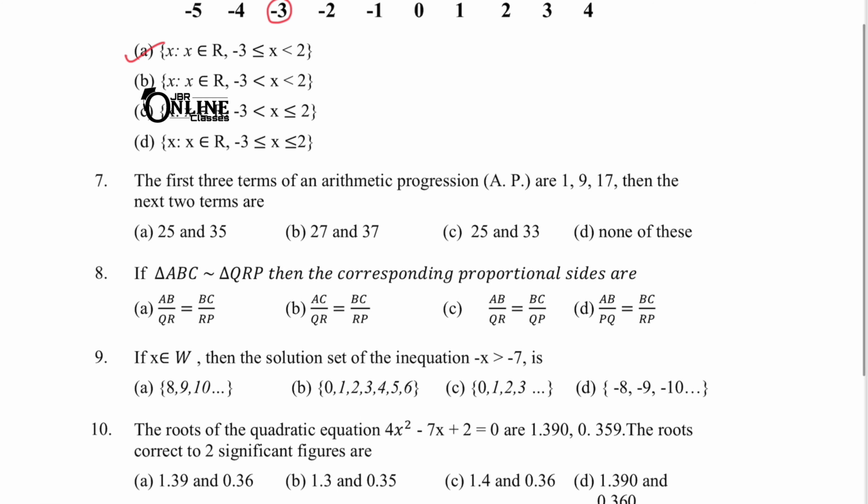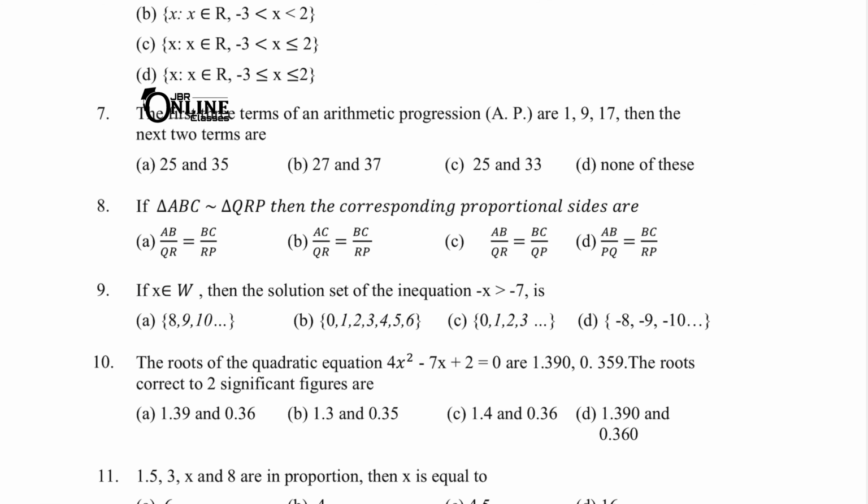Now next, sum number 7. The first three terms of the arithmetic progression are 1, 9 and 17. So here 1, 9, 17, so the common difference equals 9 minus 1, that equals 8. So that means the fourth one will be 17 plus 8, that means 25. So here 25, here also 25. Now the fifth one will be 25 plus 8, that is 33. So C is your final answer.